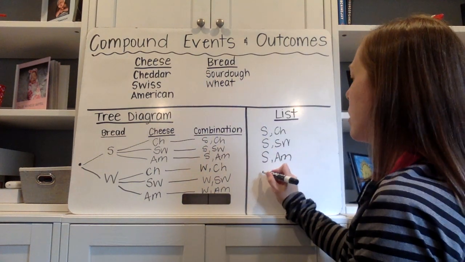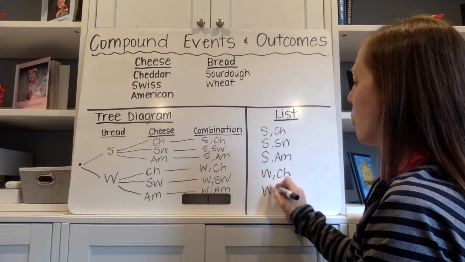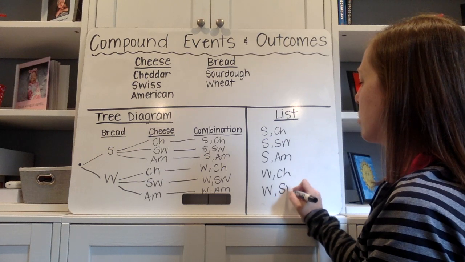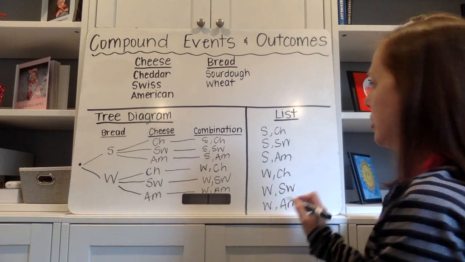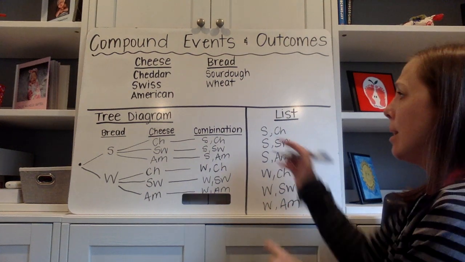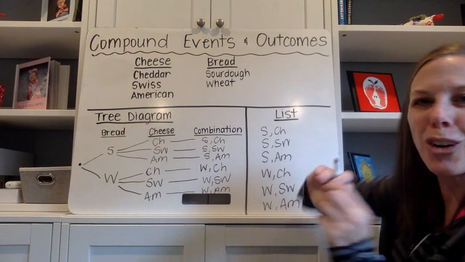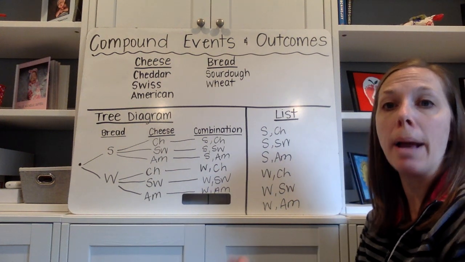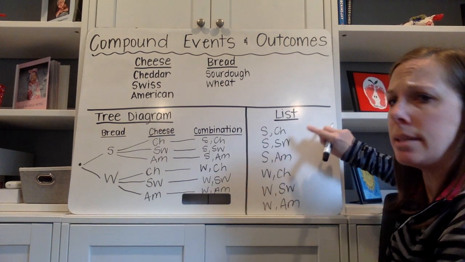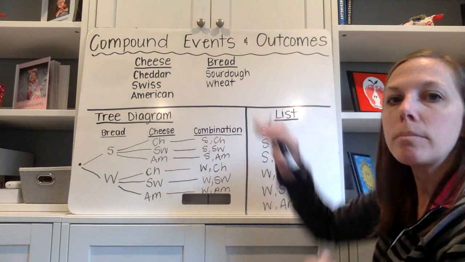So now I'm going to move on to wheat bread. With wheat bread, I could choose cheddar cheese. With wheat bread, I could also choose Swiss cheese. And my last option is wheat bread with American cheese. You'll notice this combination outcome and this list are exactly the same because we've gotten to all the options either way. Sometimes it's really easy to do a list like this when there aren't many choices.